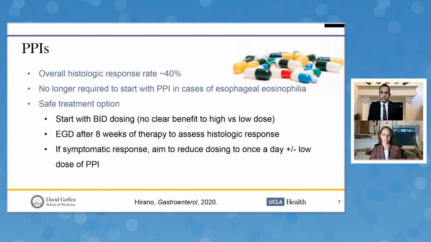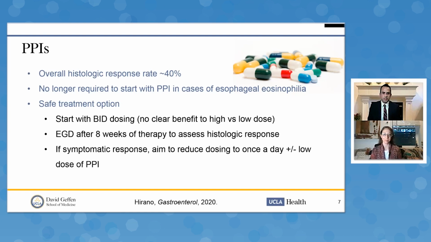Typically, we will start with twice daily dosing. There's no real clear benefit to using the high dose of the PPI, say omeprazole 40 milligrams versus 20 milligrams, but BID dosing does seem to be more effective at inducing histologic remission than just once a day dosing.